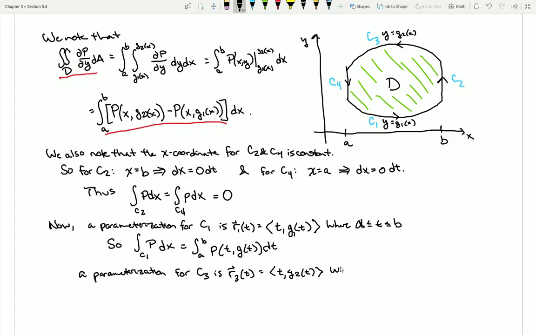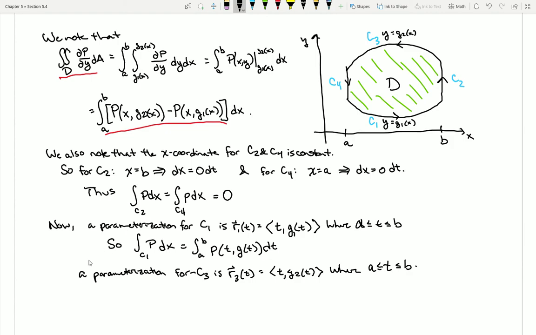And where t again goes from a to b. Now, one small adjustment needs to be made here. Notice that I didn't ultimately create a parameterization for C3 exactly, because C3 is supposed to start at this value of b in the x direction and move back towards the value of a. So what I've really found a parameterization for right now is negative C3.